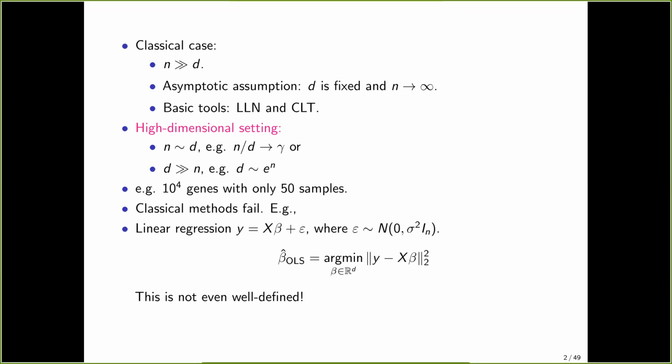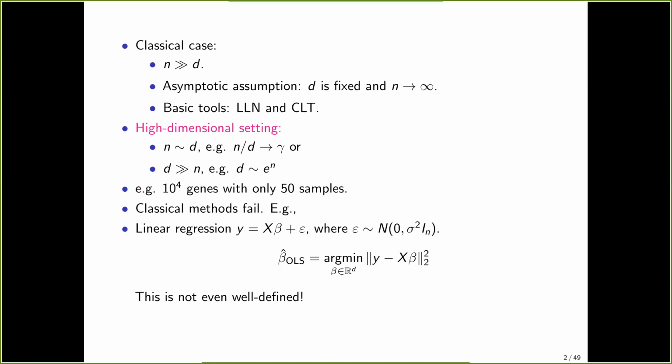And basic tools, as I mentioned, are the laws of large numbers, CLT, and the things that you derive from them. But after a while, people gathered more data, like 20 or 25 years ago, and they started to encounter cases where you have a gene expression array, like 10 to the 4 genes, maybe much more nowadays, but a sample of 50.